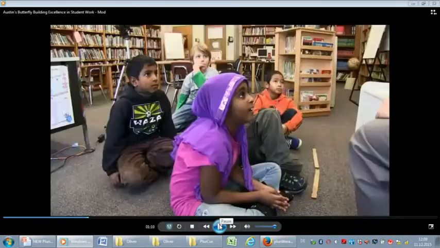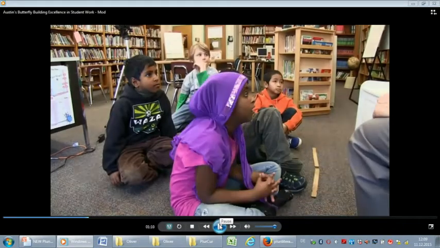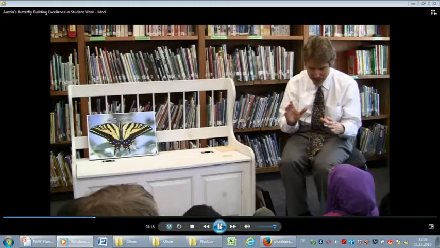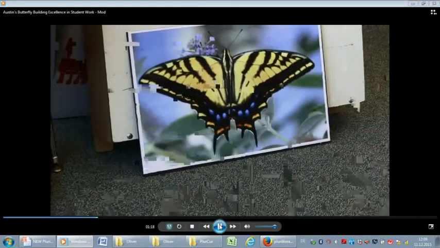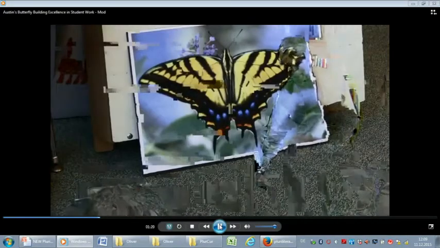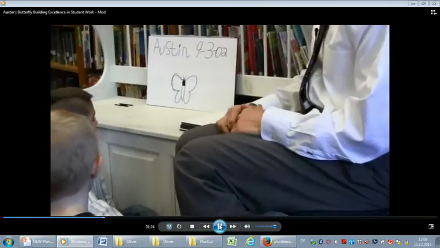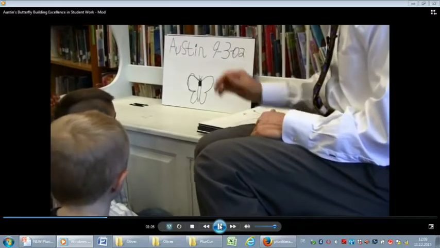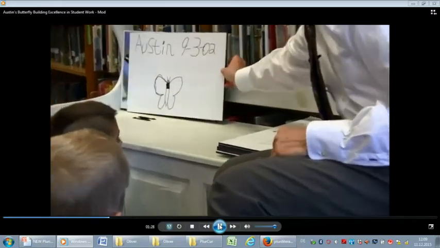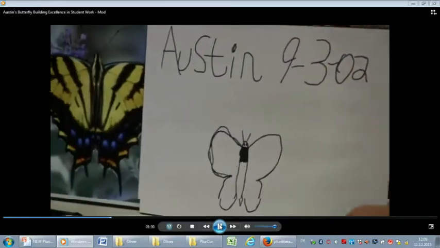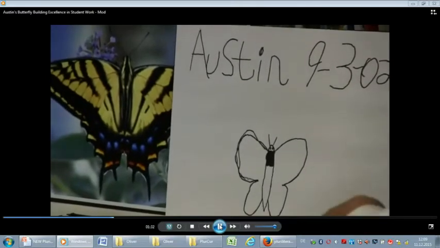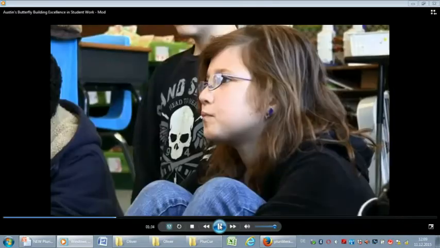But remember, Austin was only in first grade. And you know what he did? He forgot to look like a scientist carefully. He got his paper and he just started to draw the image of a butterfly that he had in his head. He wasn't looking like a scientist, and so this is what he drew. It's not bad, and it is a butterfly, but does it look exactly like this? No, it doesn't yet.